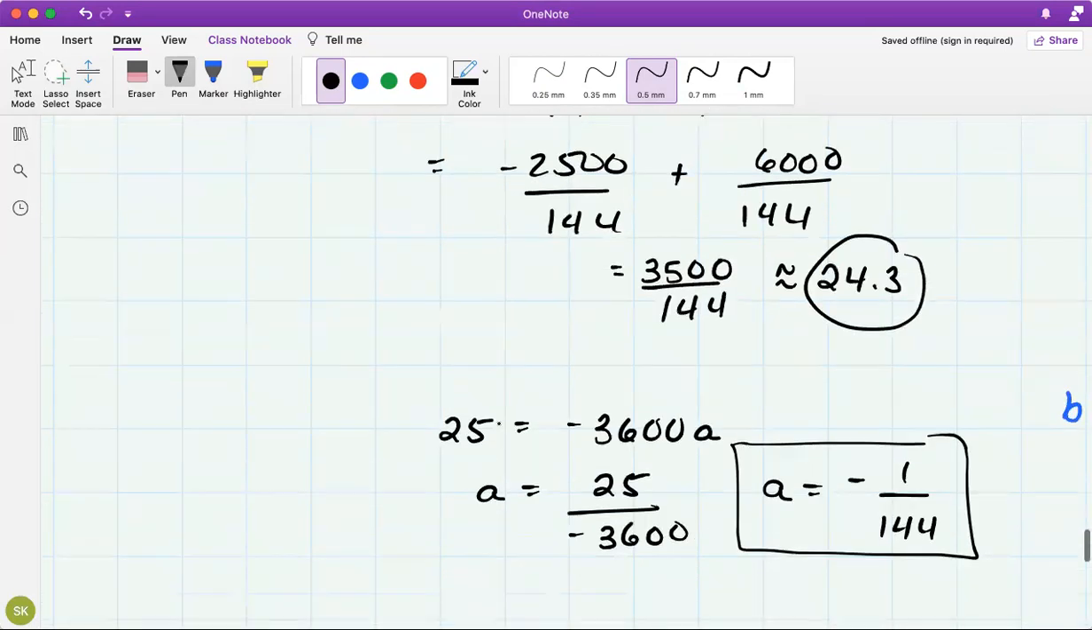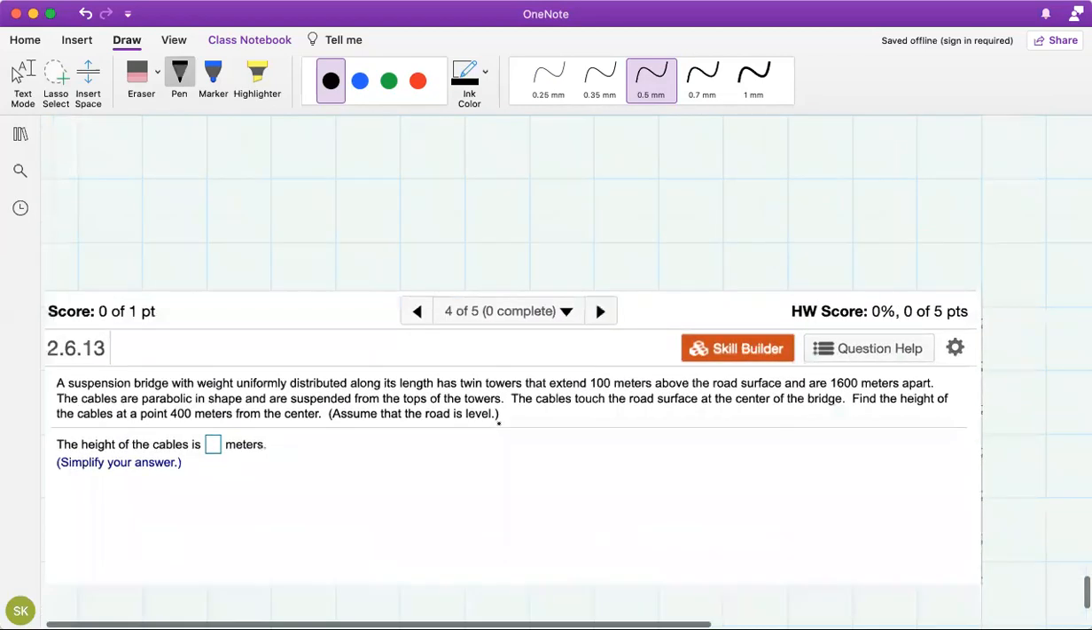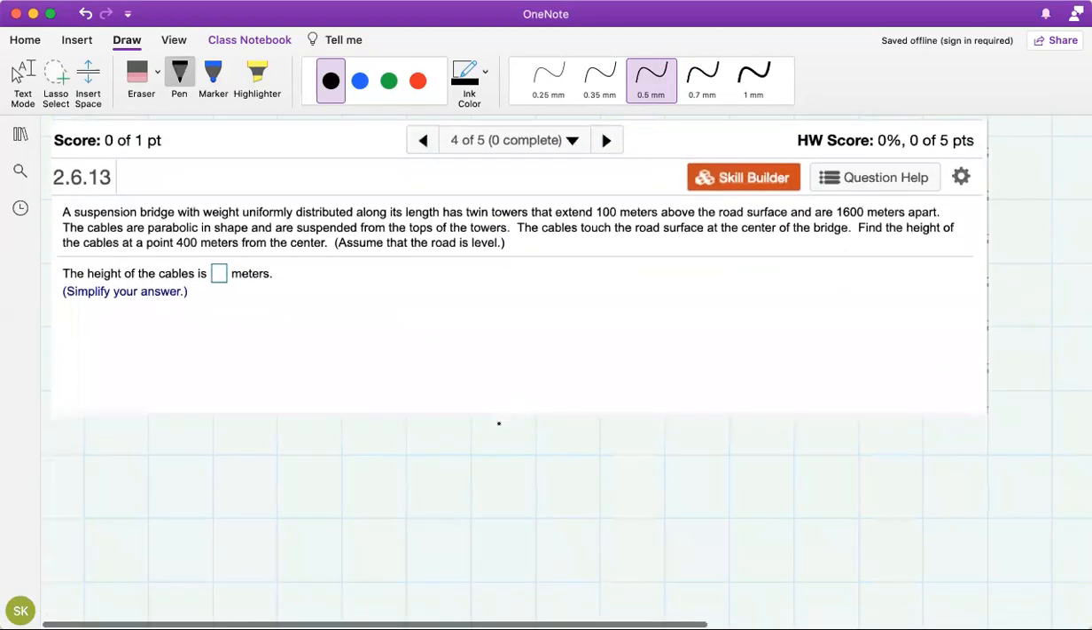All right, so the last thing I want to talk about is this homework problem. I'm going to read it to you, and we're going to talk about what we need to do to solve it. So it says a suspension bridge with weight uniformly distributed along its lengths has twin towers that extend 100 meters above the road surface and are 1,600 meters apart. Okay, there's a lot of words here.